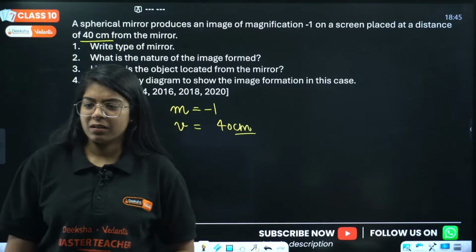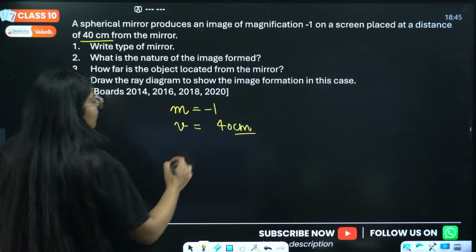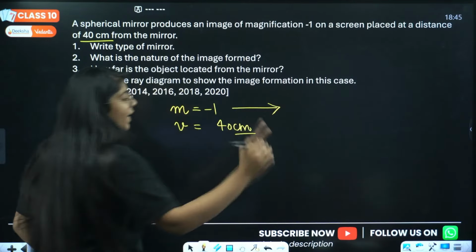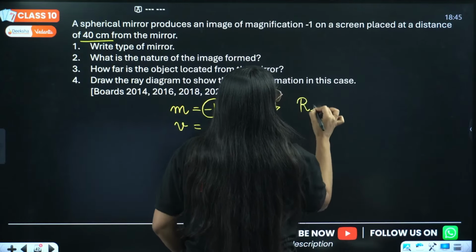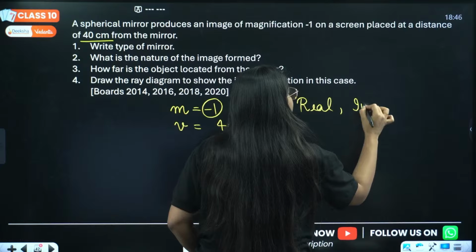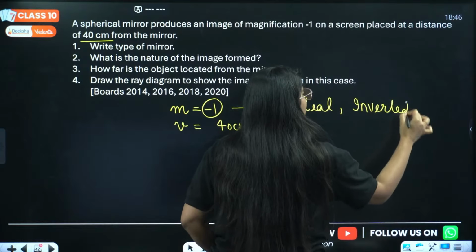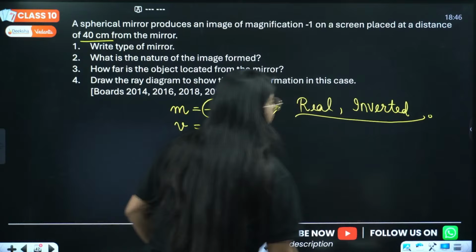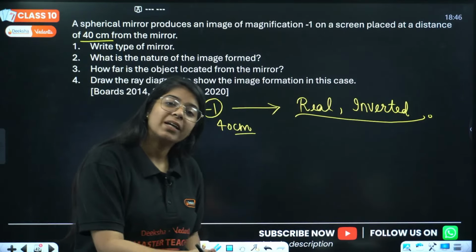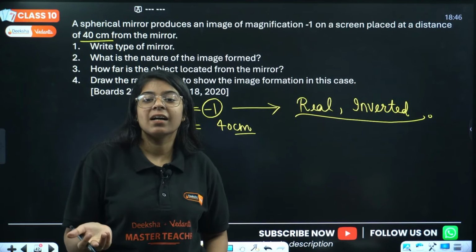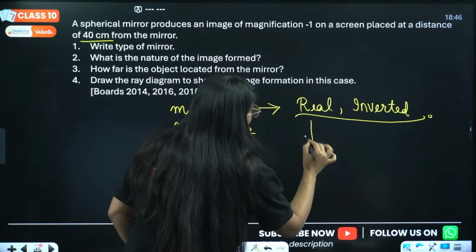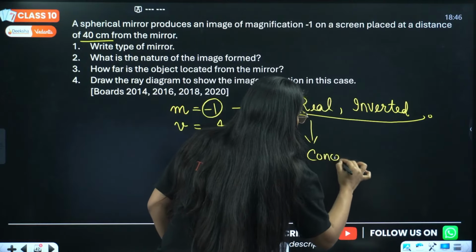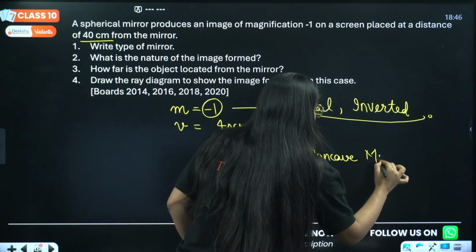Mirror, concave mirror. Yes, yes, yes. Everyone is saying concave mirror, but why? Why is the main point. Why, ma'am? Because magnification is -1. Magnification is -1 means the image is real and inverted, and if the image is real and inverted, we know convex mirror never forms a real and inverted image. He is like, I won't make it, okay? So this is concave mirror. Concave mirror.